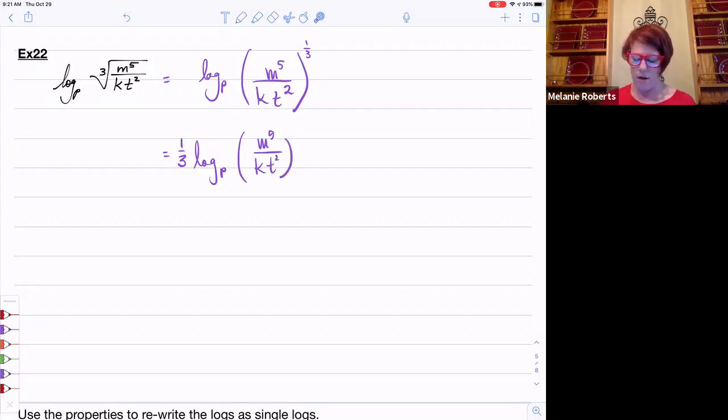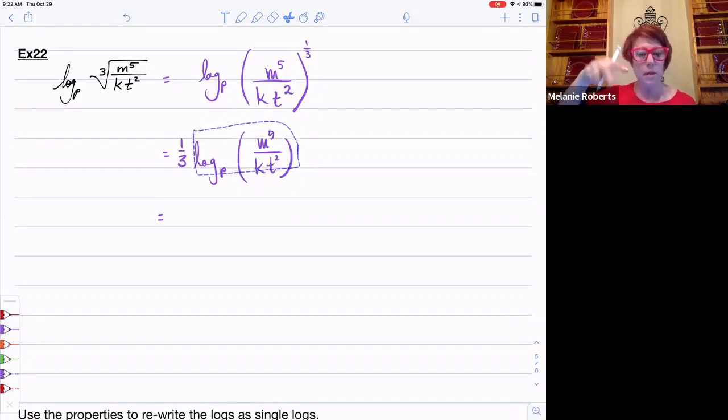Ask the question again. Am I taking the log of a product? Am I taking the log of a quotient? Am I taking the log of a power? And so we're taking the log of a quotient. So we'll use the quotient rule. Now remember that the quotient rule says we're going to take this log and split it into 2 logs, and those 2 logs are going to be subtracting, one subtracted from the other.